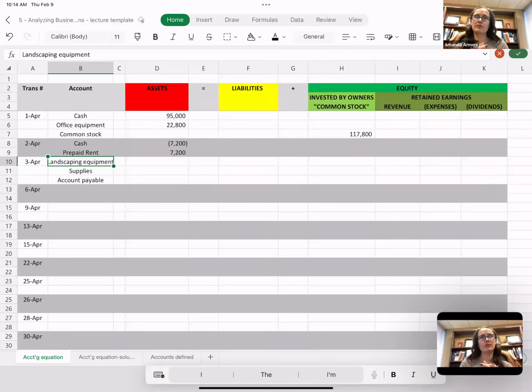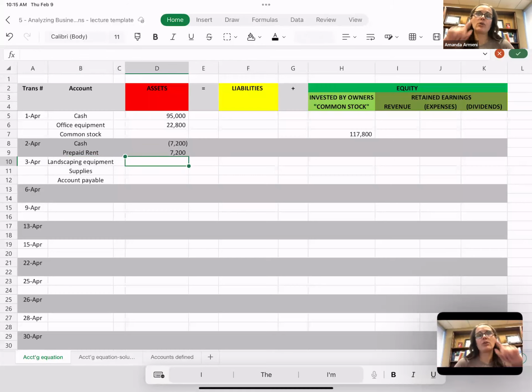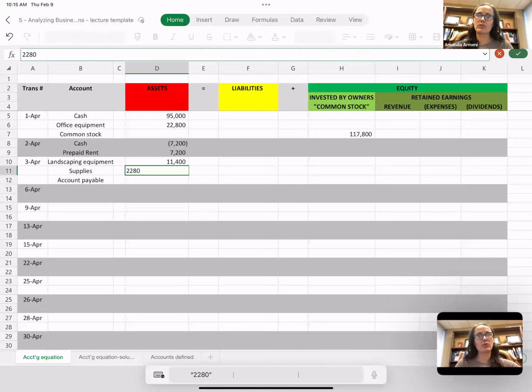So now we have to ask ourselves for each individual account, what type is it? Where does it fit in the accounting equation? And is it increasing or decreasing? So landscaping equipment is something that we own and benefit from having. It's an asset, so that's going to go under the asset column. And because we just received this landscaping equipment, it's going to be a positive amount, 11,400. Supplies, also something that we own and can benefit from having, because we can use these supplies to help us run our business. It's an asset, and so it's also increasing. We received $2,280 worth of supplies.